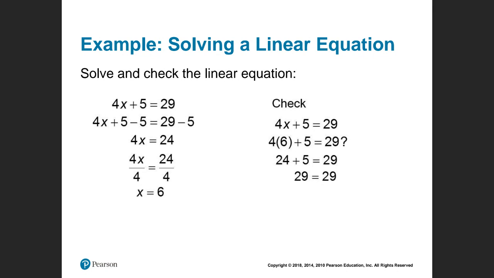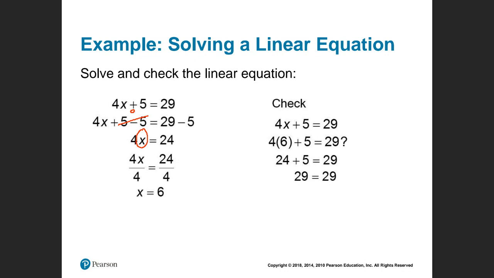So now 4x plus 5 minus 5 equals 29 minus 5. 5 minus 5 is 0, they cancel. So 4x equals 29 minus 5, which is 24. Remember, our goal is to find x. I circle x so we can see.